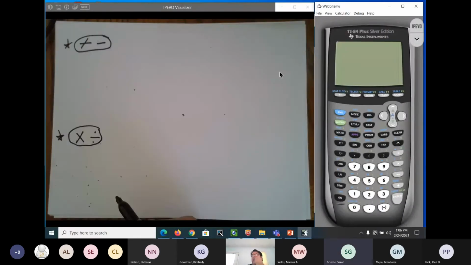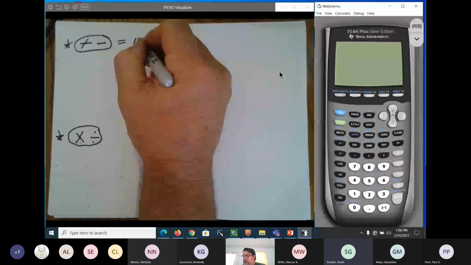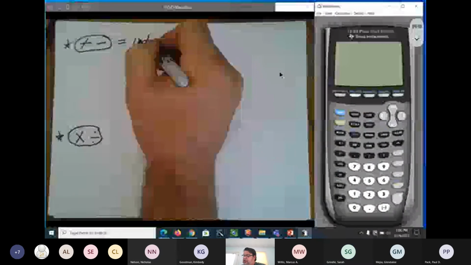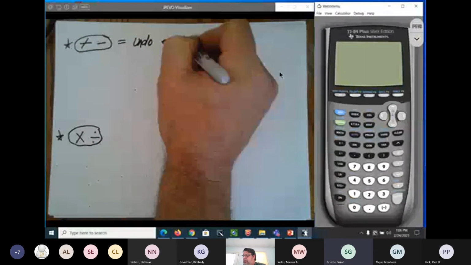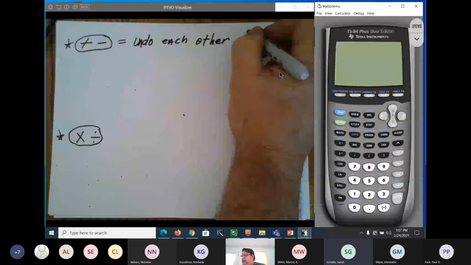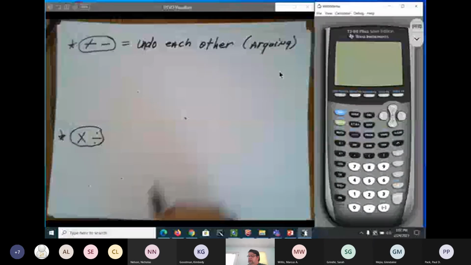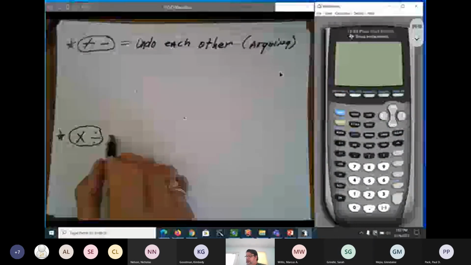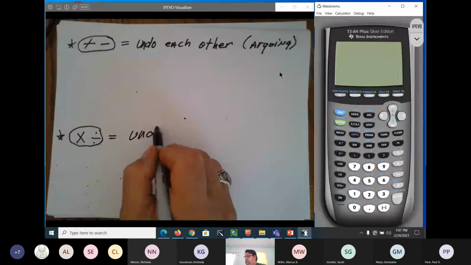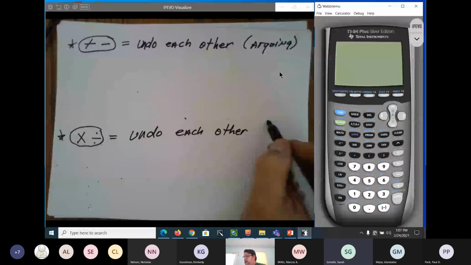This is a guess, but would you solve them the same way? Y'all are missing it. They cancel each other out. There you go. There it is. They undo each other. That makes sense. They undo each other. So you could actually say they're always arguing. Same thing here. These two, they undo each other. And you could say they're always arguing.